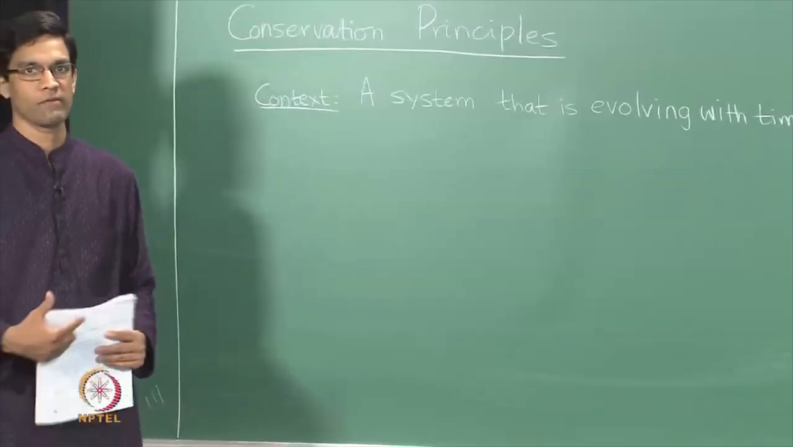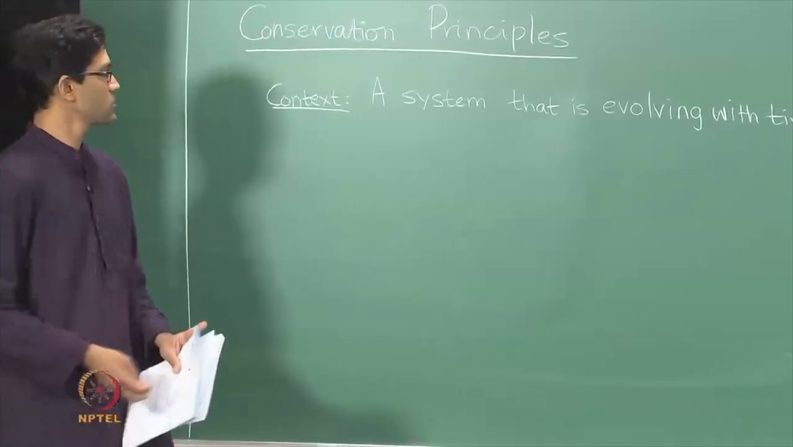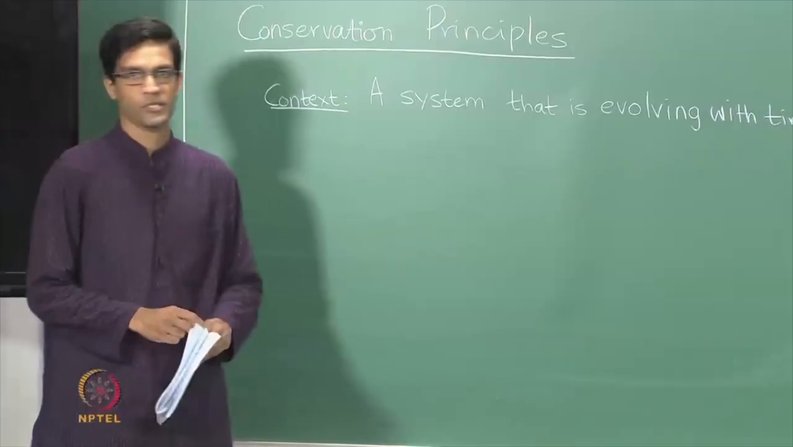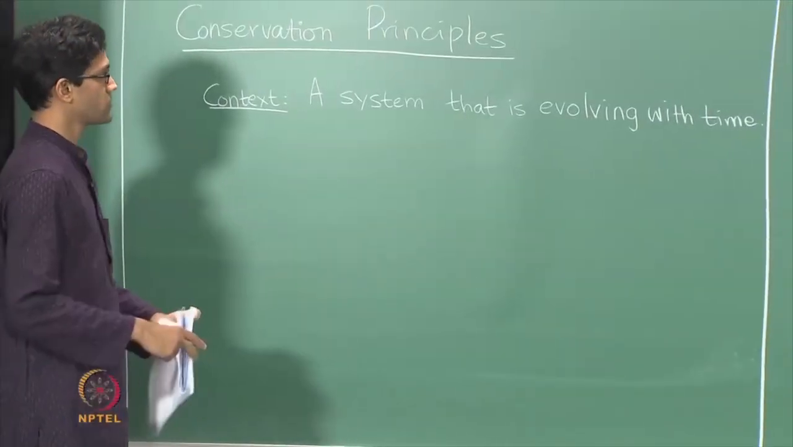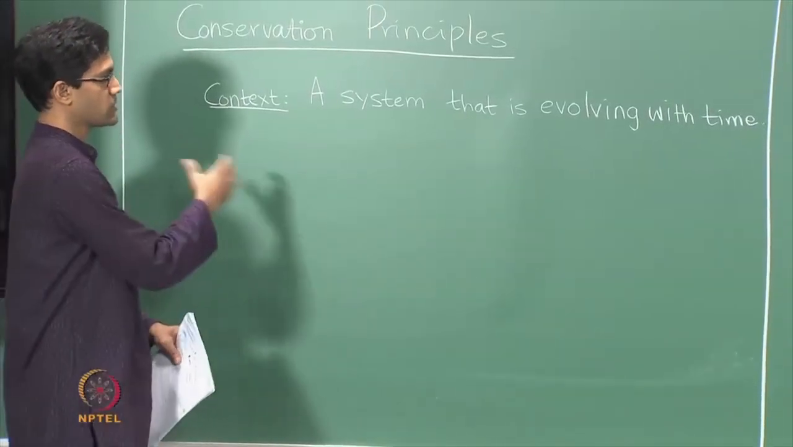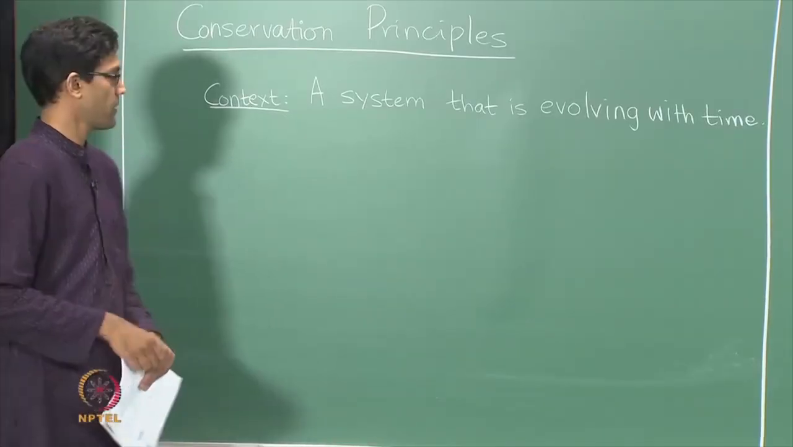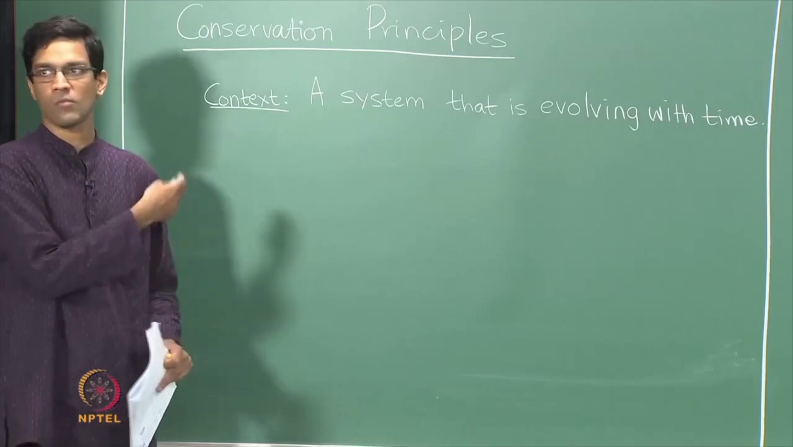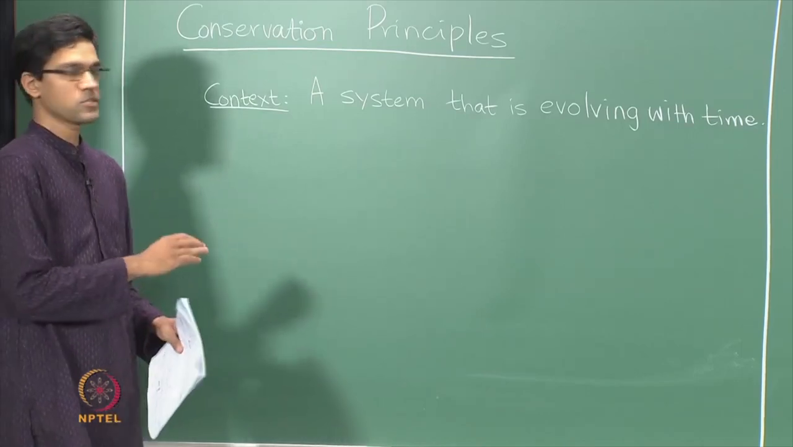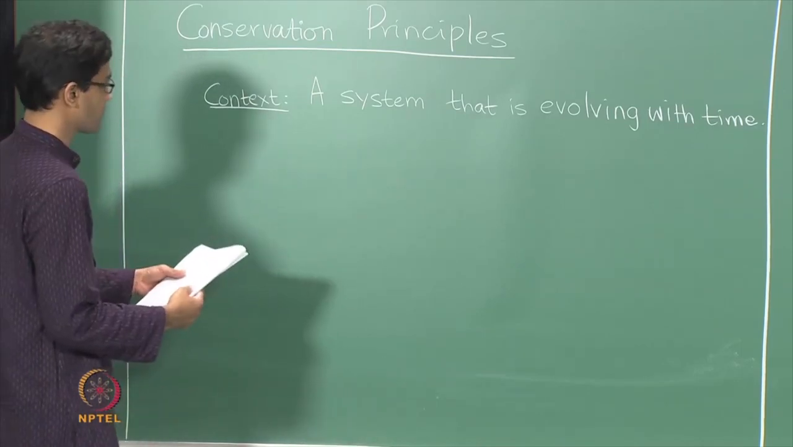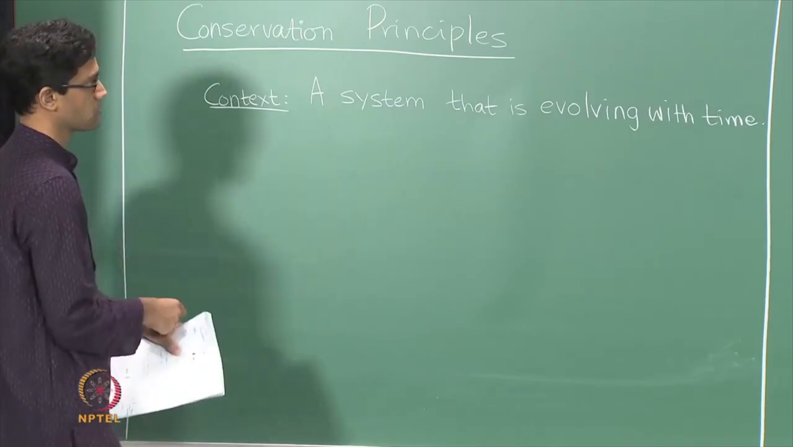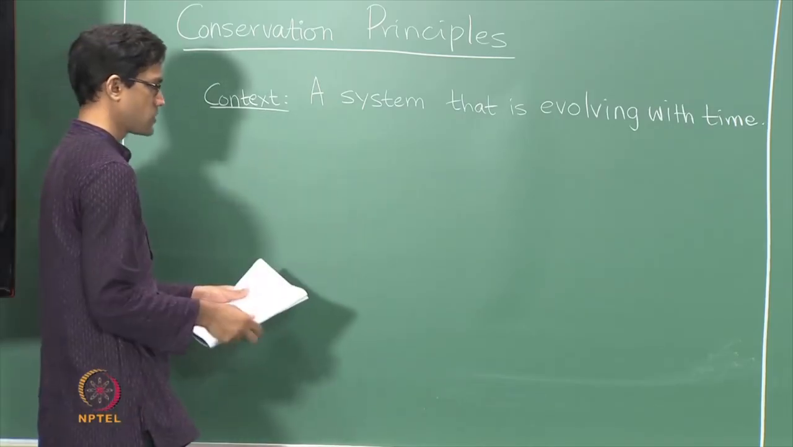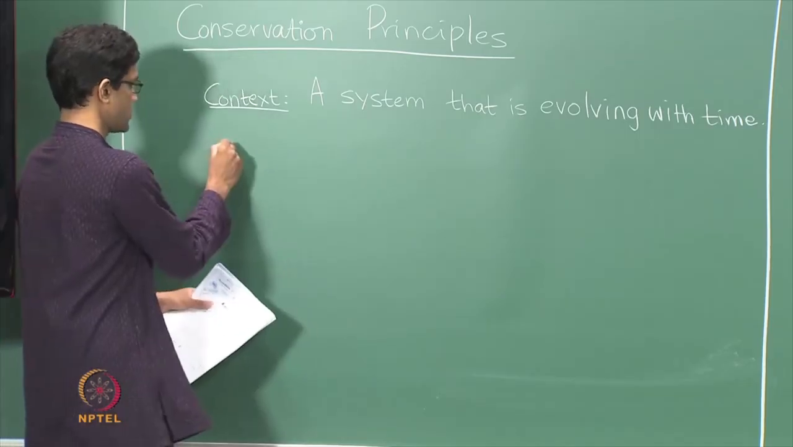Okay, so today we will talk about conservation principles. So what is the context in which these principles arise? It's when we study systems that evolve with time. Okay, so that's the context. So let me say a little bit more about all this, pretty much by examples. So we'll consider a few examples from which it will be clear what a conservation principle means and what sorts of systems we will consider and so on. So here's an example.